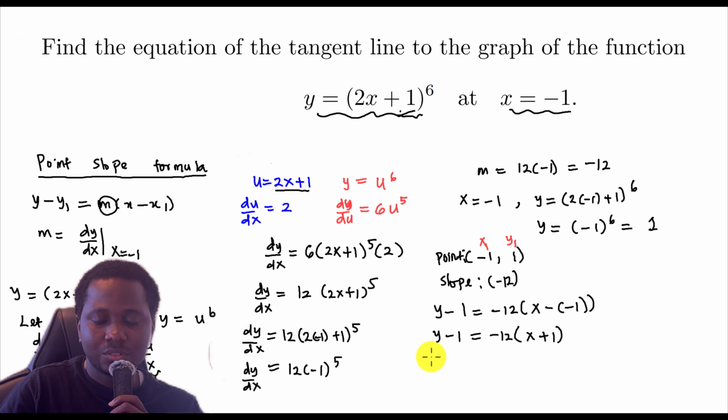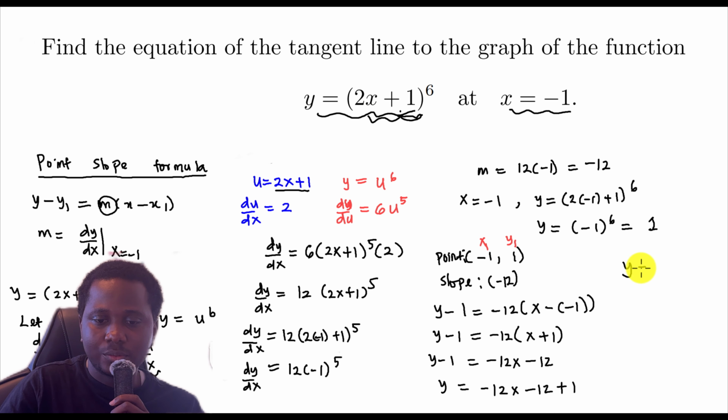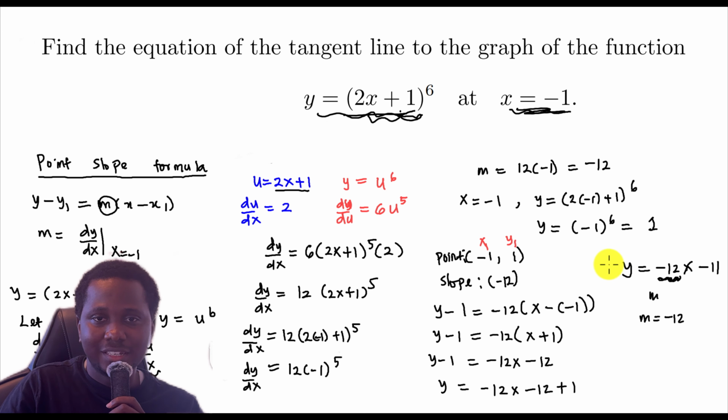And then if we simplify this, we have y minus 1 equals minus 12x minus 12. And then if we add 1 to both sides, we're going to have y equals minus 12x minus 12 plus 1, which is going to give us minus 11. Therefore, the equation of tangent line to this curve here is indeed y equals minus 12x minus 11. The slope being minus 12 gives us an idea that the slope here is going to be negative, right? So meaning that you're going to have a slope that is slanting this way.